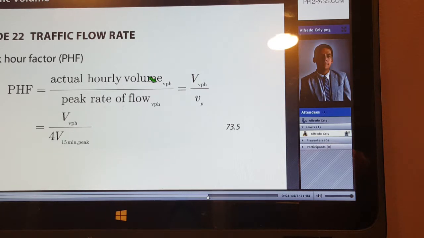The peak rate of flow within an hour is taken as 4 times the peak flow in 15 minutes. The peak hour factor is always going to be less than or equal to 1, which you can see makes sense based on the bottom part of the equation.